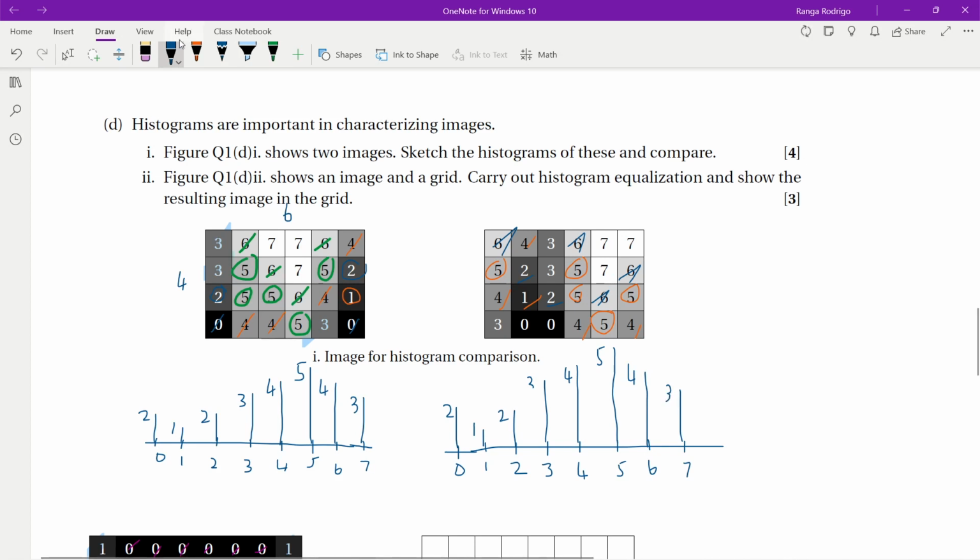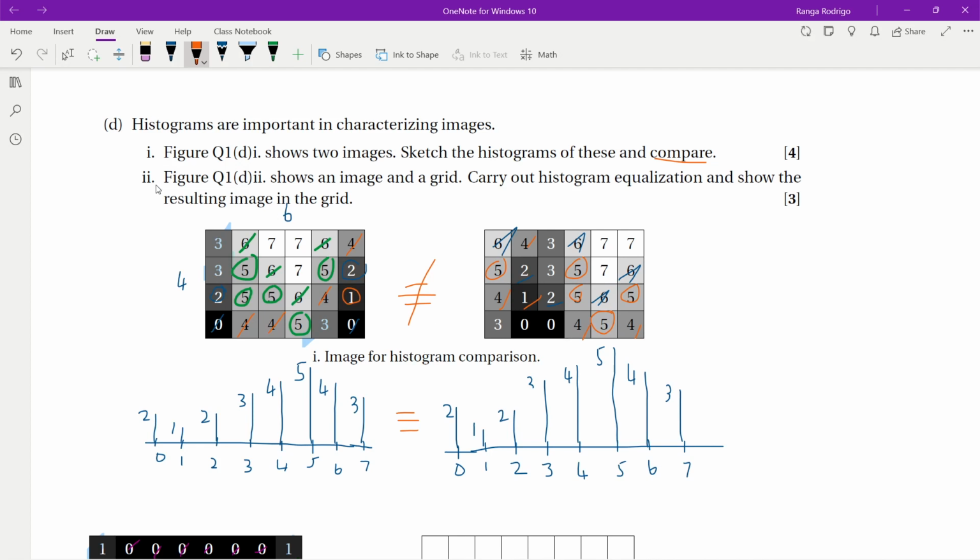Okay, computing histogram is correct. So if you add them, you get 2, 1, 2, 3, 4, 5, 4, 3. If you add them all, you get 24. You can see the histograms are identical. So the comparison is the histograms are identical for entirely different images. These images are not identical, right? Entirely different images, you can get identical histograms.